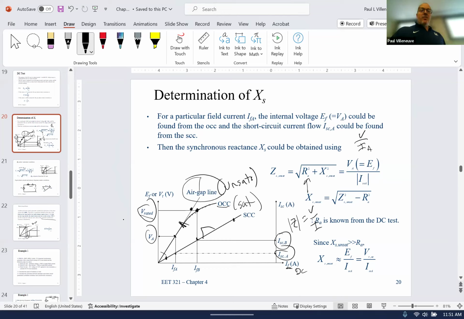If you need to do saturated, you've got to use the open circuit characteristic. So to calculate unsaturated, just use the air gap line if you have it. If you need to calculate saturated, you need to use the open circuit characteristic. But literally, it's just looking at points on a curve. So if you have a problem like this, just show the little picture, right? Just show the plot of what you're trying to do. And that's essentially how to tackle this problem.